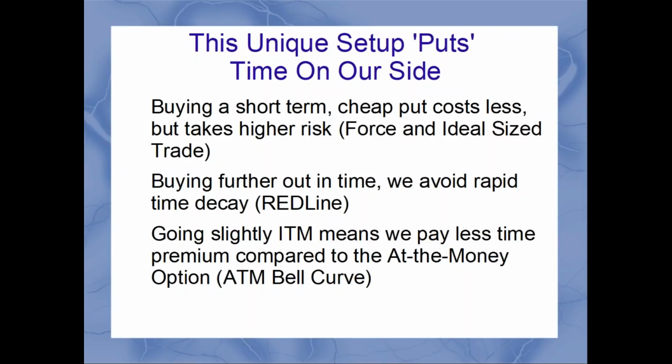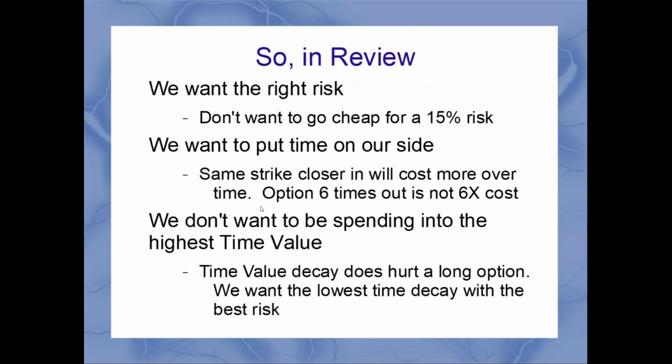Going slightly in the money, 1 or 2 strikes. We showed how that's the proper controlled risk of 4 to 8%, without hedging myself out of the position and without taking the double-digit risks, which doesn't put the market odds in my favor. I want the right risk, put time on our side, and I don't want to be paying at the money for the highest time premium.